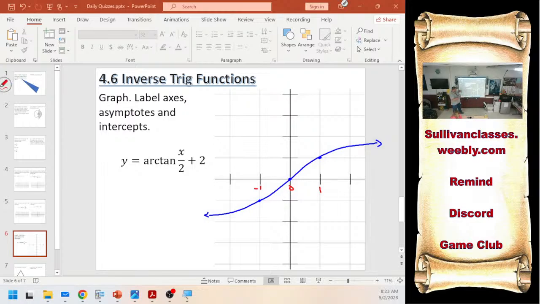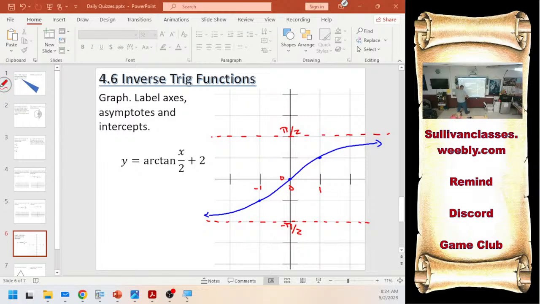Because the arctangent of 1 is at pi over 4, you're going to line that up with halfway to your asymptotes. Asymptotes are horizontal now instead of vertical because it's the inverse function. And that is the parent graph.